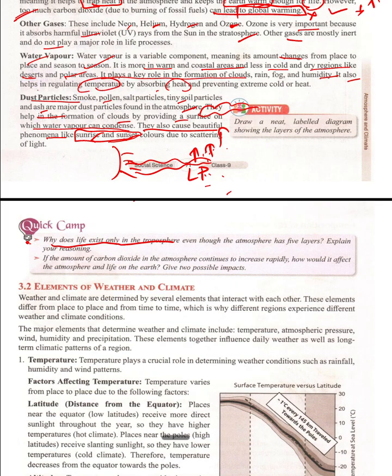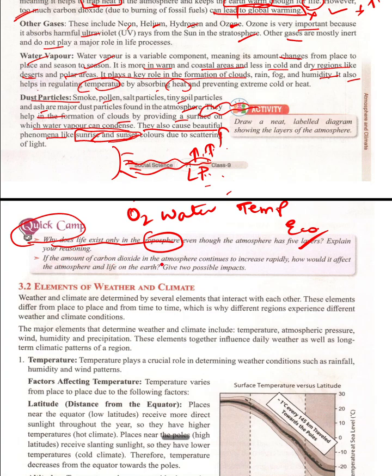Why does life exist only in the troposphere? That's a question here from the quick one. The answer is, as you already know, most of the atmosphere lies there, which creates life's existence. This is the nearest layer, where oxygen, water vapor, and temperature provide favorable conditions, as we have already discussed, and where the ecosystem is present. So in this way life is possible, and most life exists in this layer.